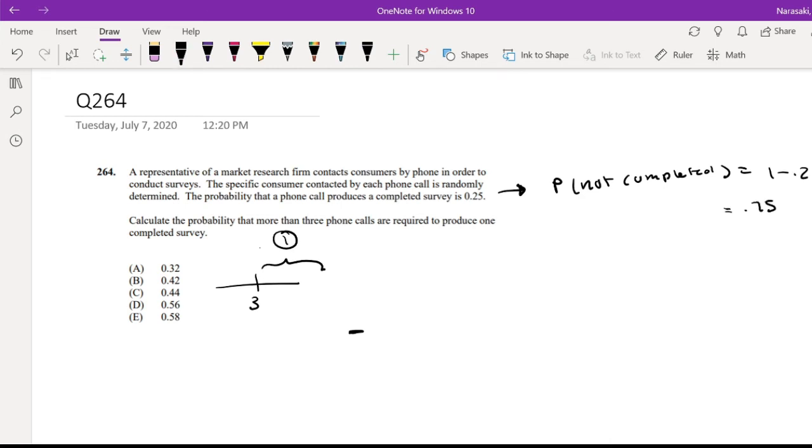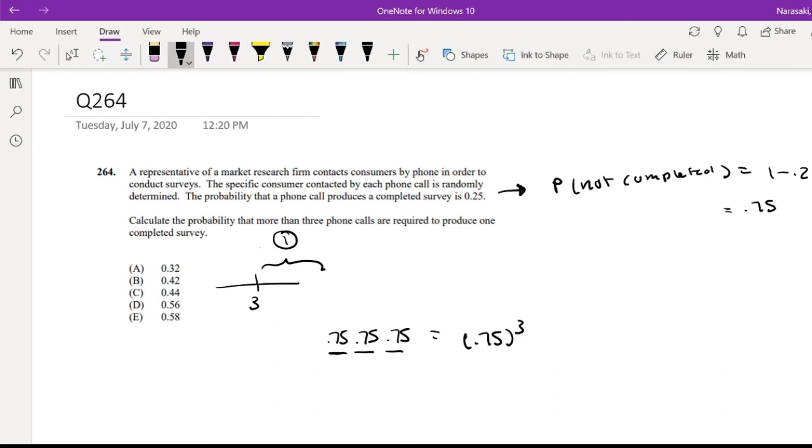So this is saying the first 3 calls did not work, and after the third call is the first completed survey. So this will just be equal to the first 3 calls being 0.75, 0.75, and then 0.75. The first 3 calls failing, right? So this is just equal to 0.75 cubed.